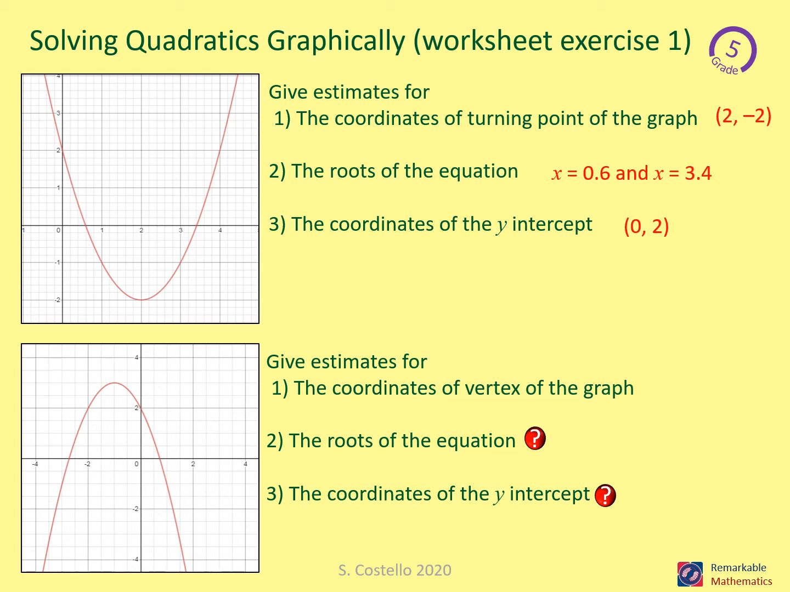And for the lower graph, the coordinate of the vertex, which in this case is a maxima, is minus 1, 3. The roots of the equation, x is minus 2.8 and x is 0.8. And finally, the coordinate of the y-intercept, we have 0, 2.